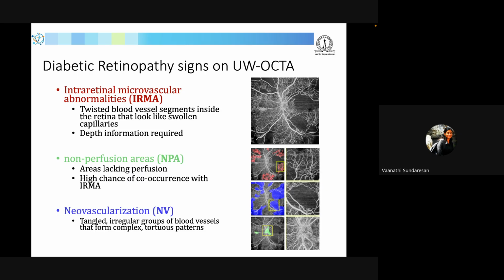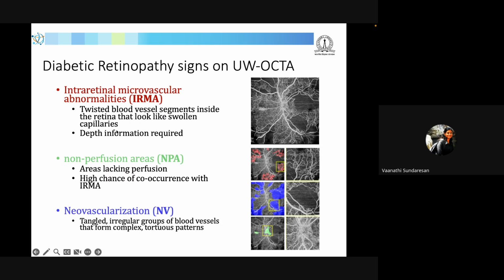The retinal vasculature starts to change. So what we are going to see first is intraretinal microvascular abnormalities, shortly called IRMA. What happens is the twisted blood vessels inside the retina start looking like swollen capillaries, right? So the blood vessel starts to get twisted. Their structure changes, right? So what is the major challenge here?